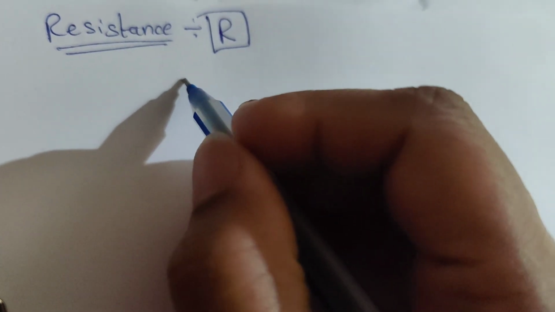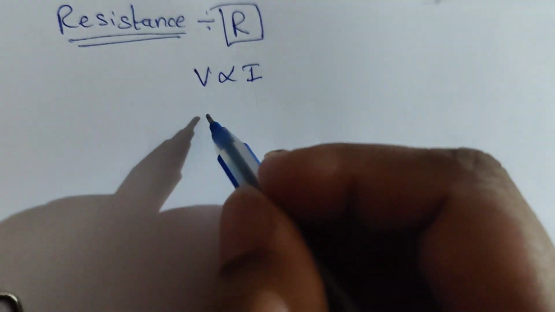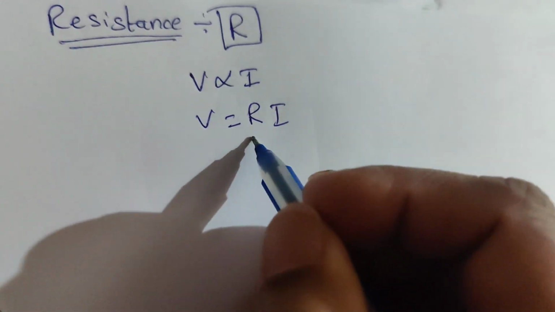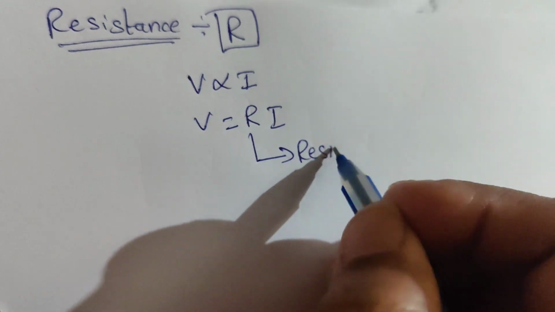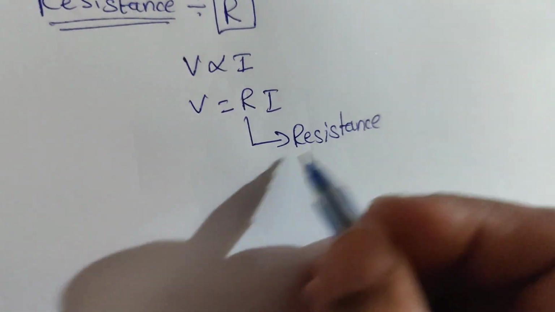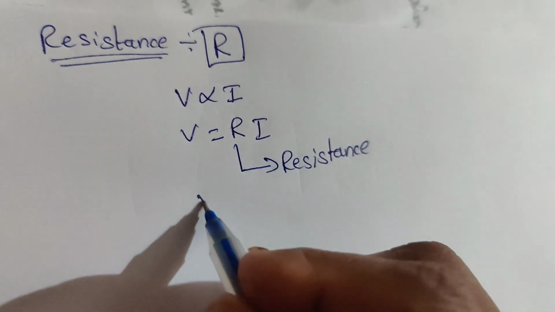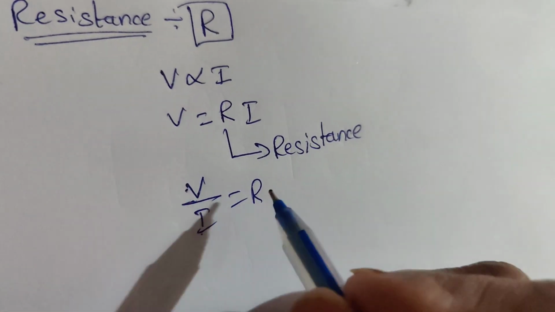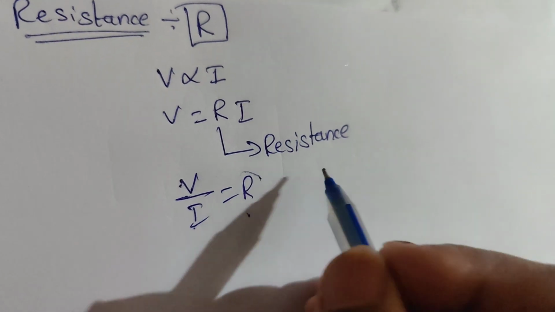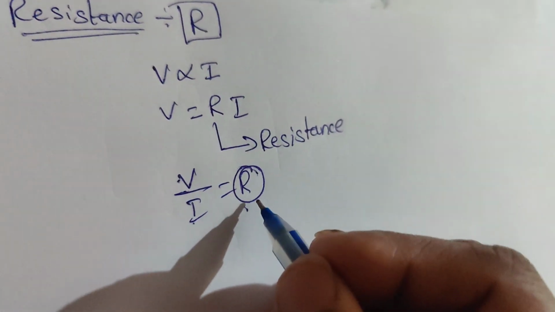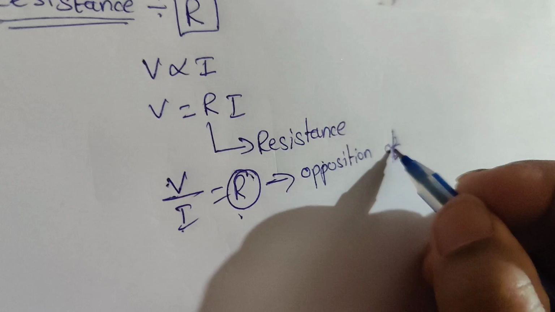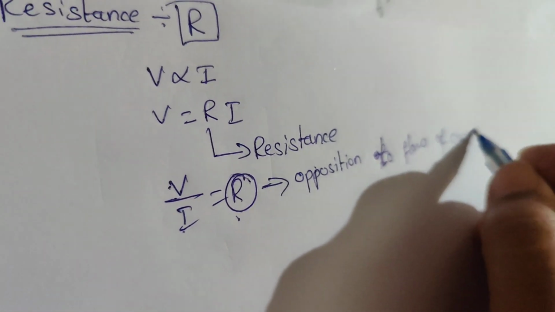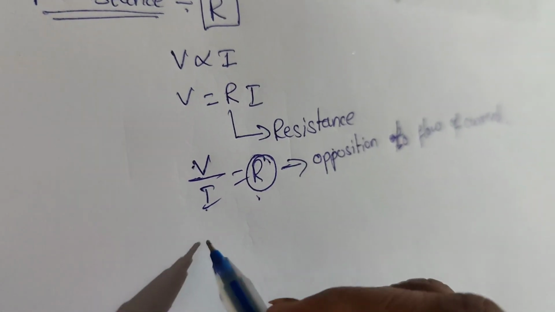So what is Ohm's law? V is directly proportional to I. V is equal to, we remove the proportionality, that constant is R, so V is equal to IR. Here this R is resistance. So we can write this formula as V by I is equal to R. I is current, V is potential difference, R is resistance, that is the proportionality constant. Then what is resistance? Opposition to the flow of current. So what is that opposition to the flow of current in a circuit?